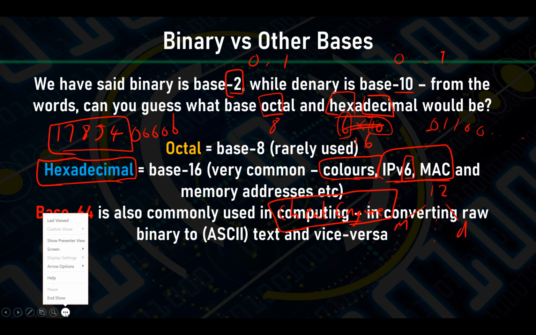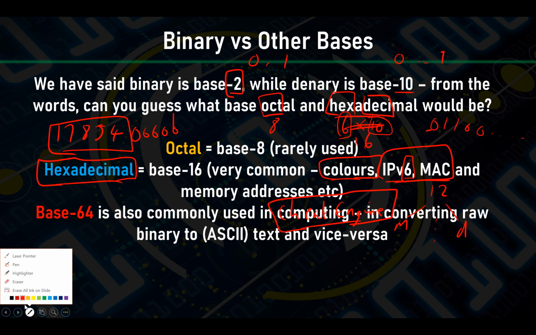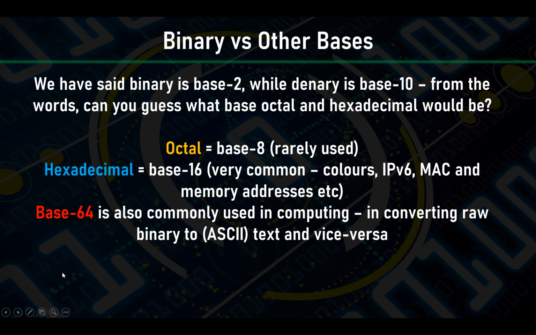All right, so hang on, how do I clear this? I think this one. All right, then, base 64. This is actually not in the exam, although it's also useful in real life, and commonly used. One thing it's used for is converting raw binary to ASCII, and vice versa.